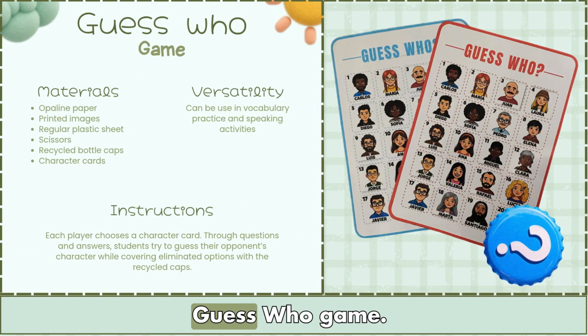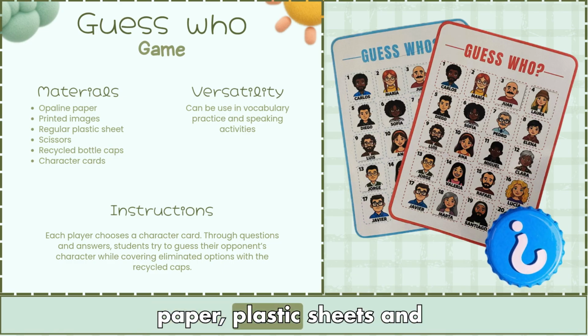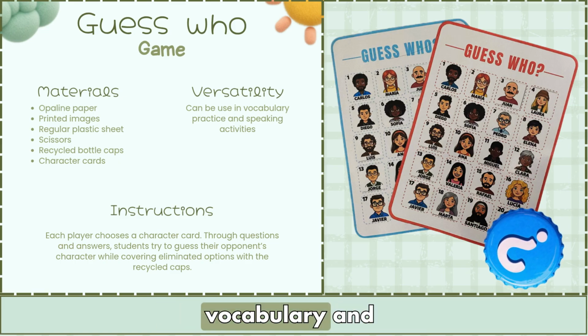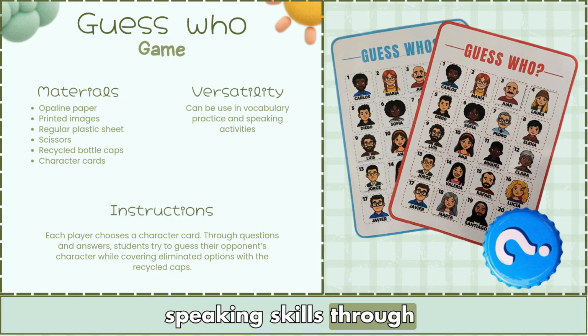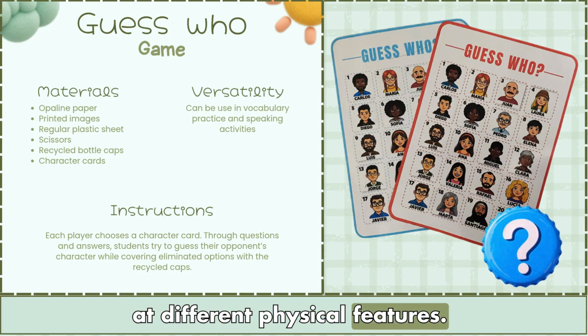This is our Guess Who game. We made it using Opaline paper, plastic sheets, and recycled bottle caps. It helps students practice vocabulary and speaking skills through an interview board where they look at different physical features.